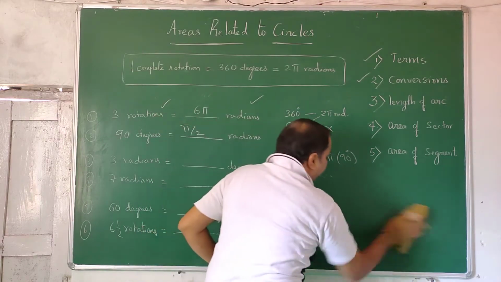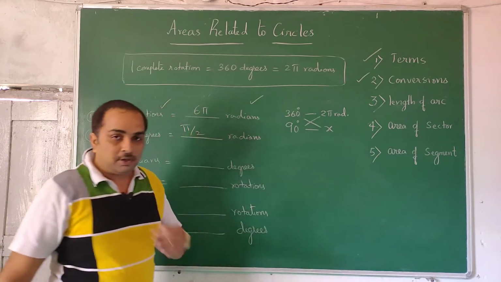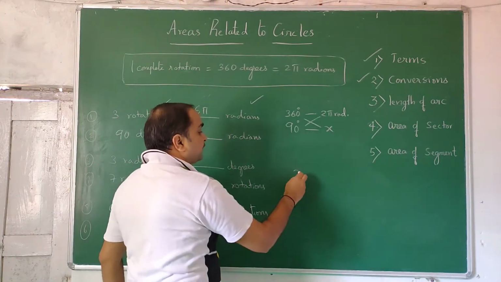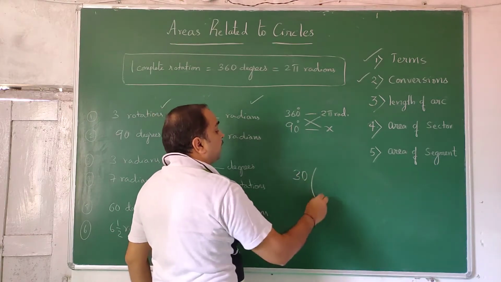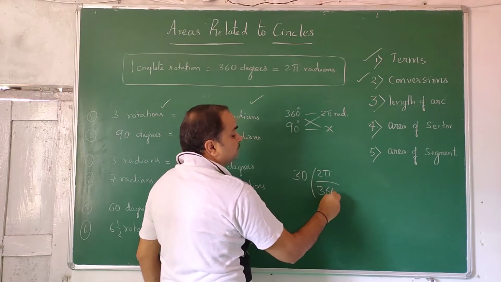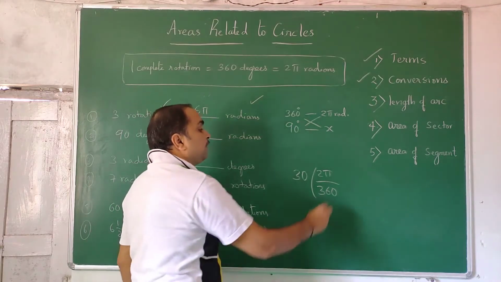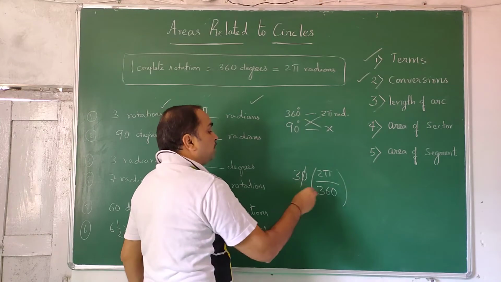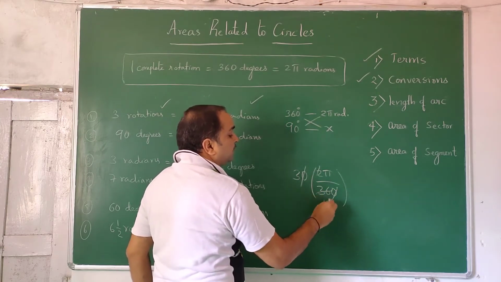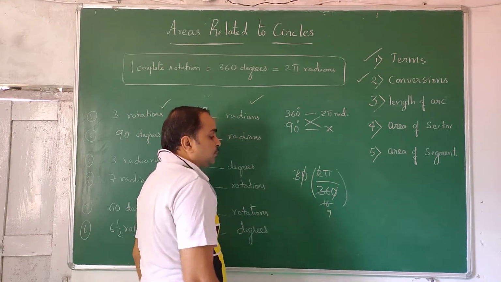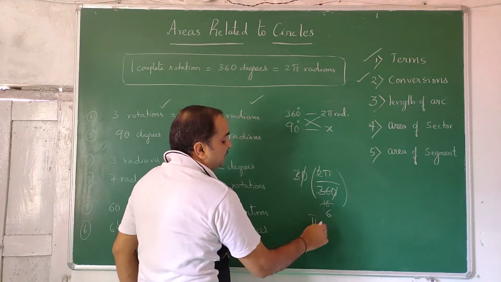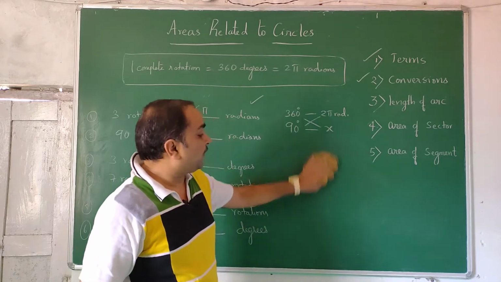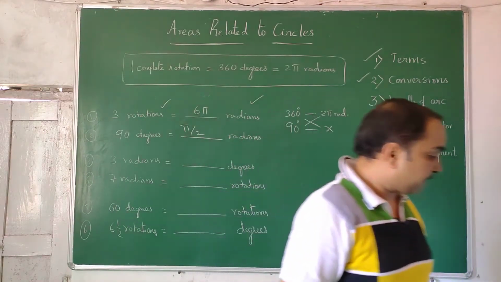So this is an easier trick, which you have to use on a regular basis. They are given 30 degrees. How many radians? 30 into 2 pi by 360. You will get 30 degrees becomes this in radians. So zero zero cut. 2 1s are 2, 3 6s are 18... sorry, 6 times 6 are 36. Pi by 6 radians. Pi by 6 radians. So quickly you will get the answers like this.